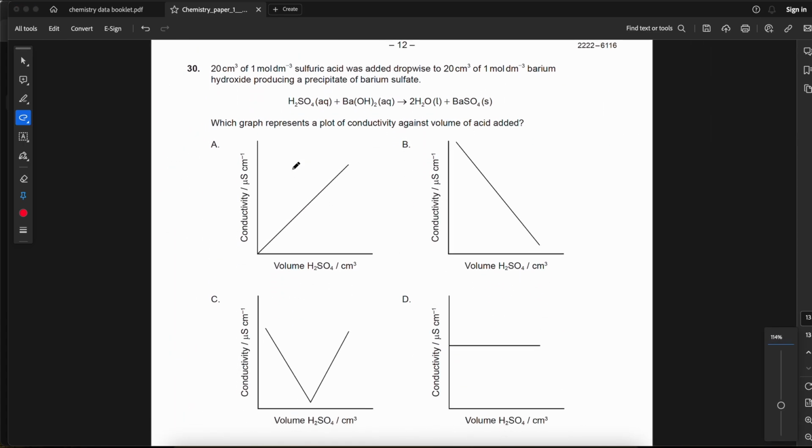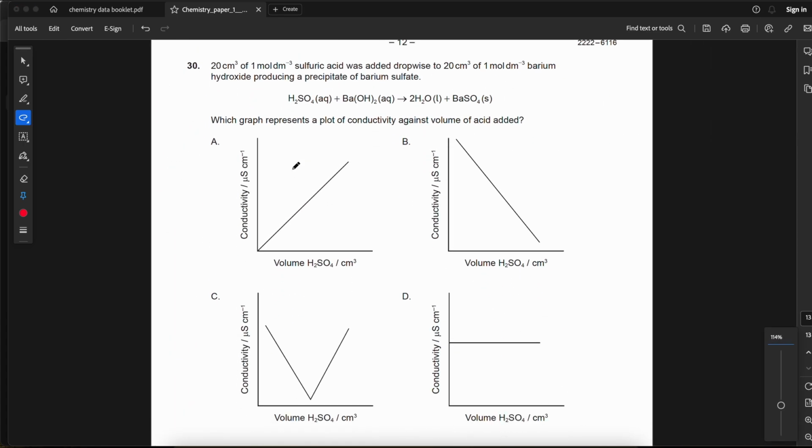So number 30, 20 centimeter cube of 1 mole decimeter cube sulfuric acid was added dropwise to 20 centimeter cube of 1 molar barium hydroxide, producing a precipitate of barium sulfate. Okay, which graph represents a plot of conductivity against volume of acid added?